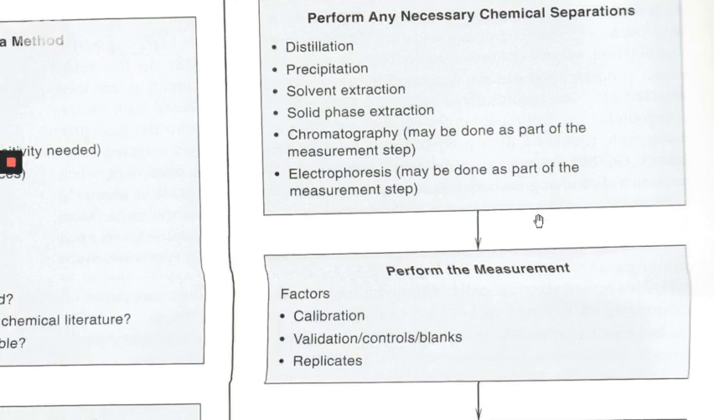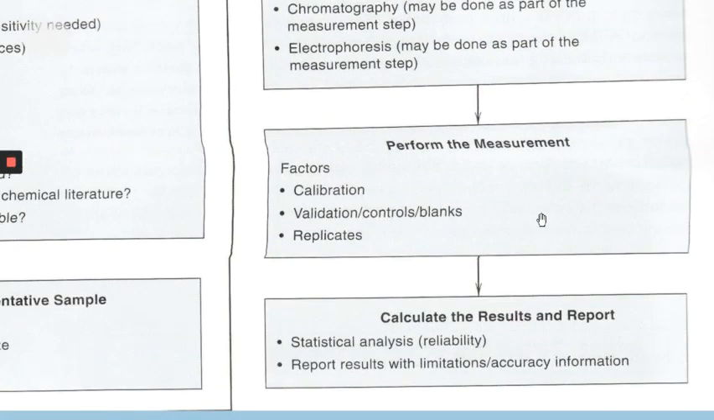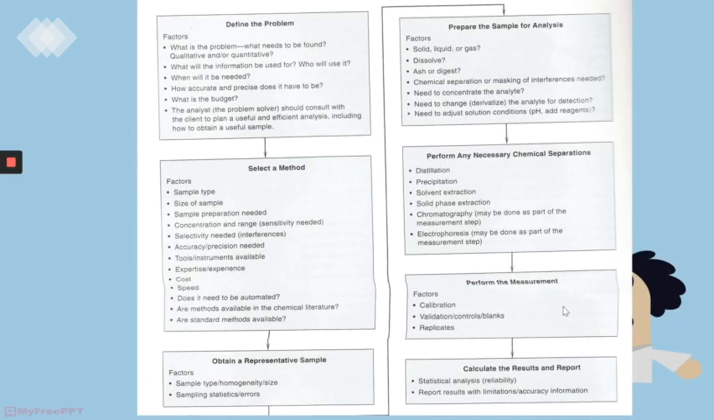And the next step is to perform the measurement. In order to perform the measurement, you must consider the factors: calibration, validation, control, blanks, and replicates. And the last one is to calculate the result and report. So you will do statistical analysis or reliability tests, or report the result with limitation or accuracy information.